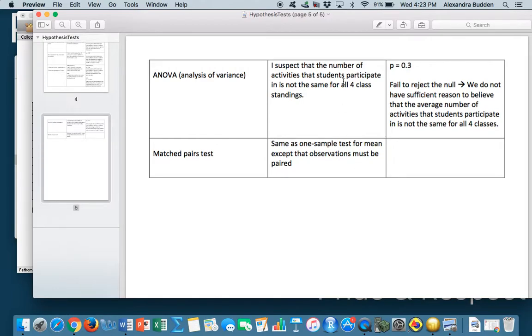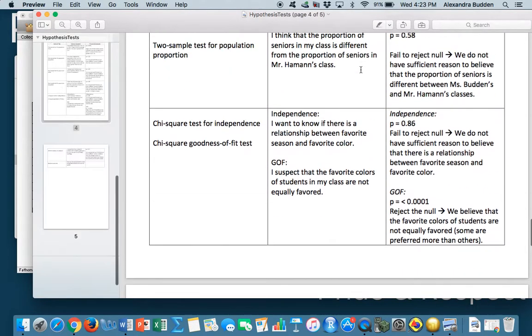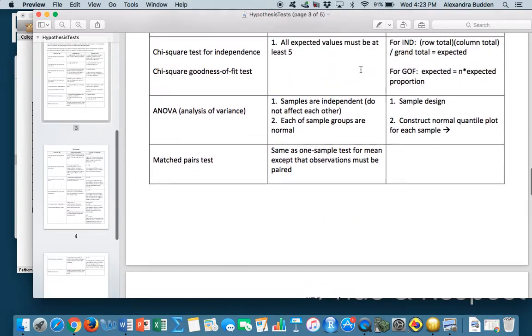So in this case, I'm looking at the number of activities that students participate in across all 4 class standings. I can't use a 2-sample test for mean for this because I have 4 different classes, not 2. So for this test for ANOVA, the first thing we need to do is check our assumptions.